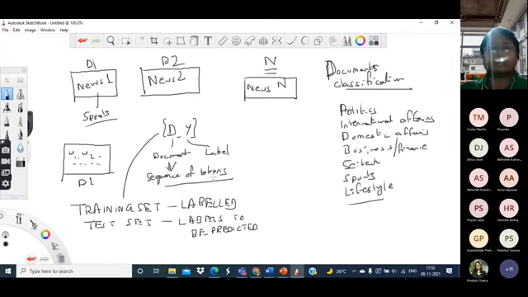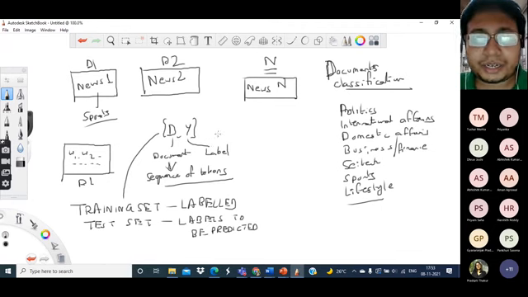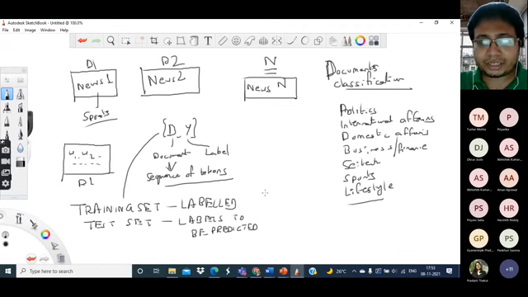Okay, so now what do I need to do? What is my task now? The task is basically, given a new document, you have to predict its label. The simplest way to do this is as follows. We basically learn a probability distribution: under a particular topic, which word is likely to occur.